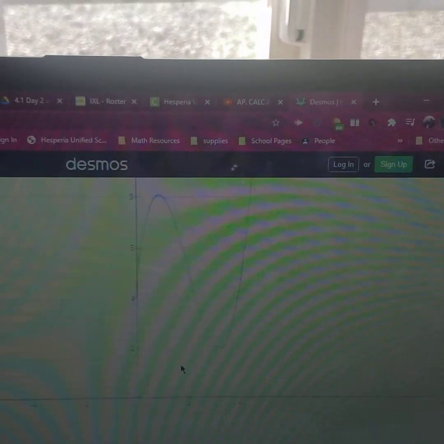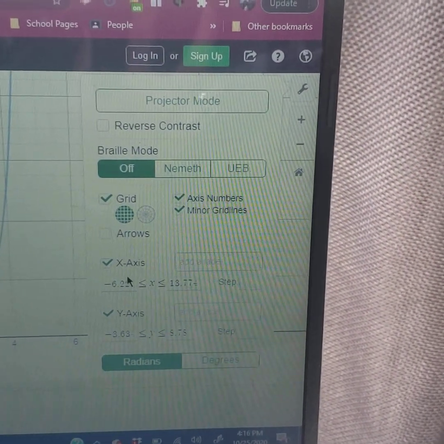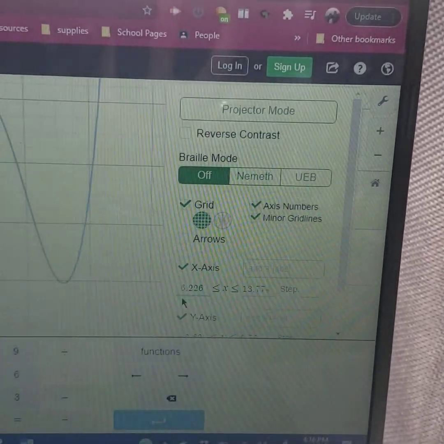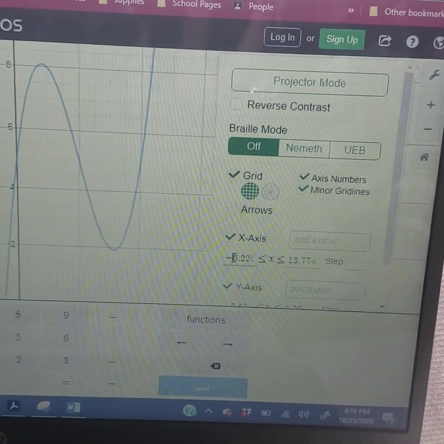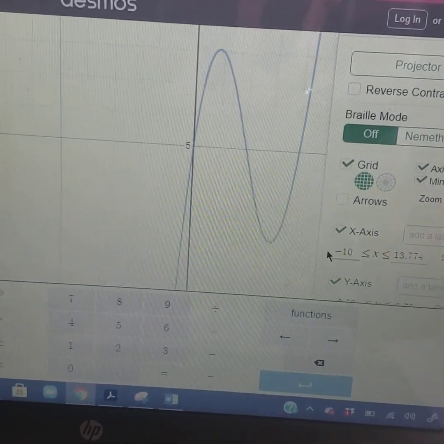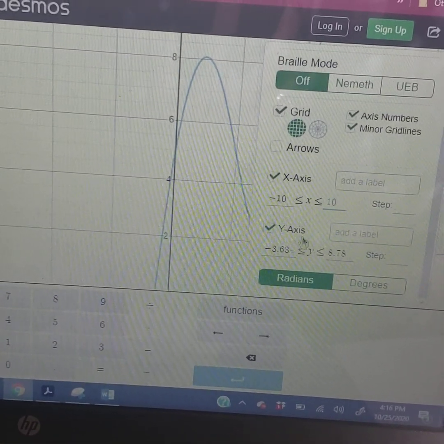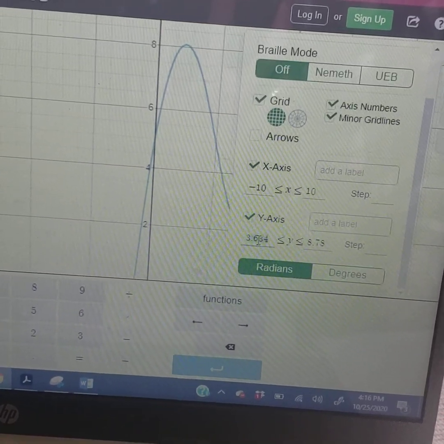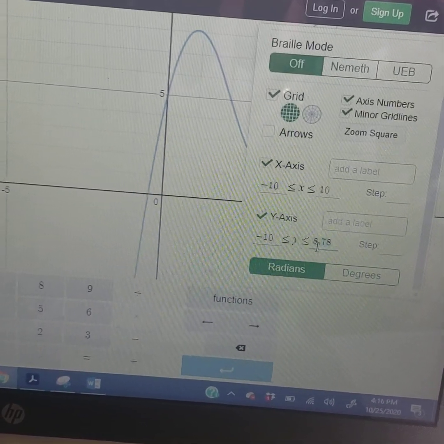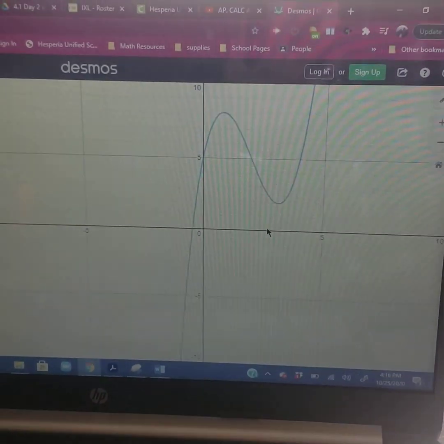All right. Let me change my window. Let me show you how to change the window. You go to the wrench, and then it's up here. There's the wrench. And then you go to the x-axis, and let's make this -10 to +10, and the y, -10 to +10. And there we go. And then that's what we see.